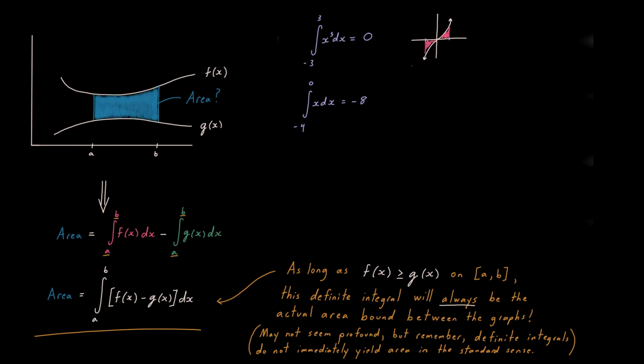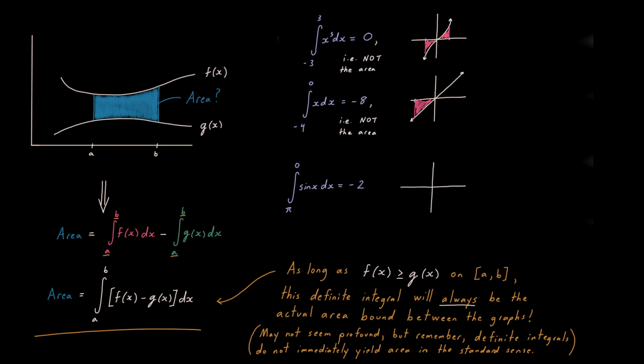But clearly, there's some pink space taken up, so it's not the actual geometric area. Same deal here. If I go from negative 4 to 0 of x, I'm getting a negative number, which doesn't gel well with our standard geometric definition of area. By the way, to get the actual area, we'd have to take the absolute value of our function and then integrate. So that's a side point. It might become relevant in a future video, but we're going to ignore that for now.